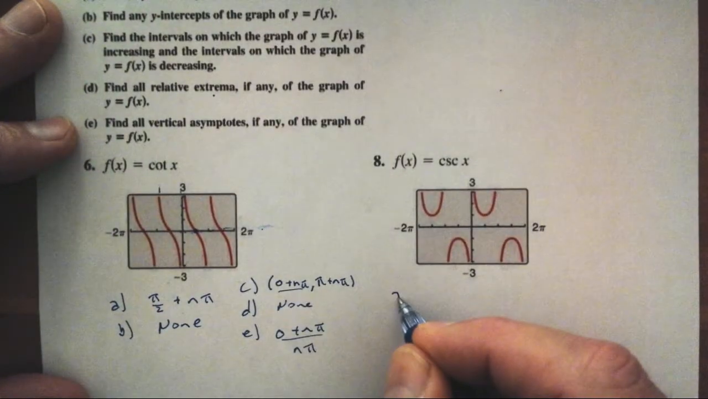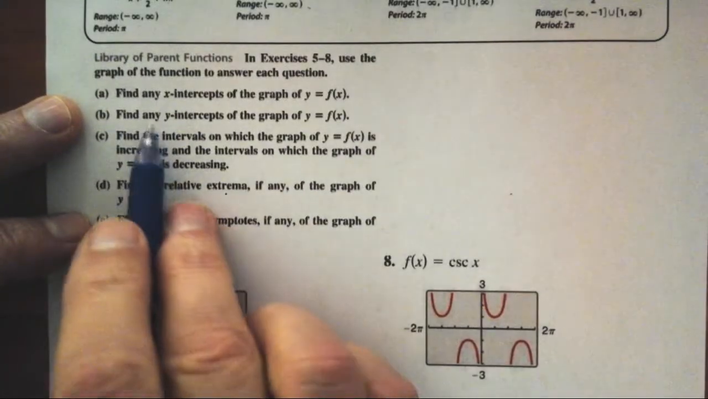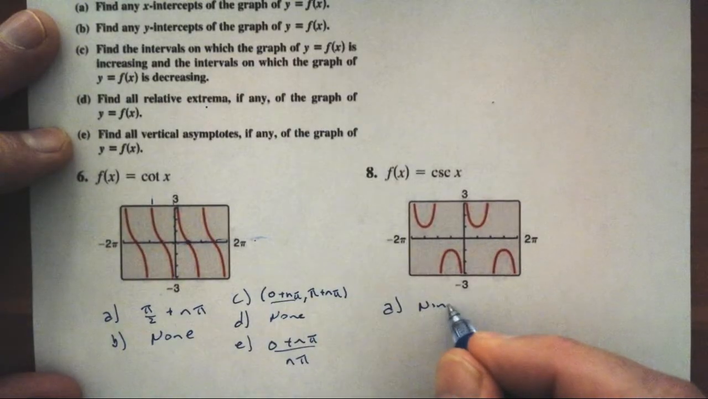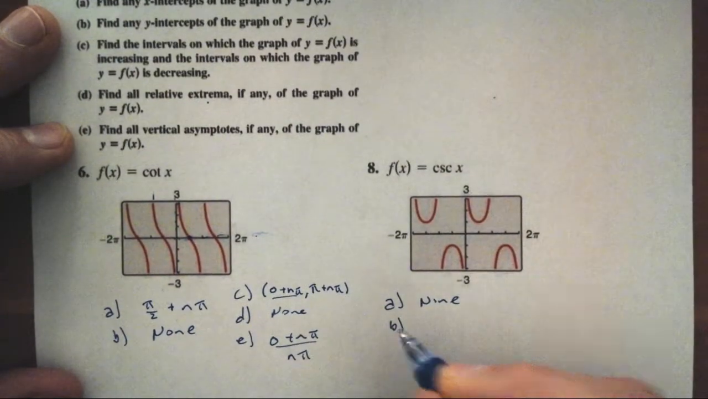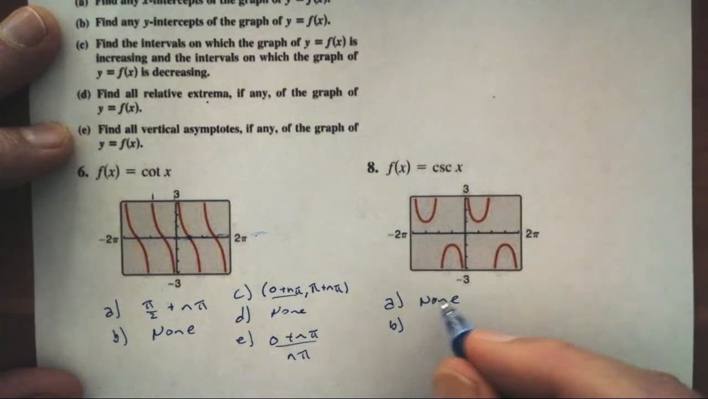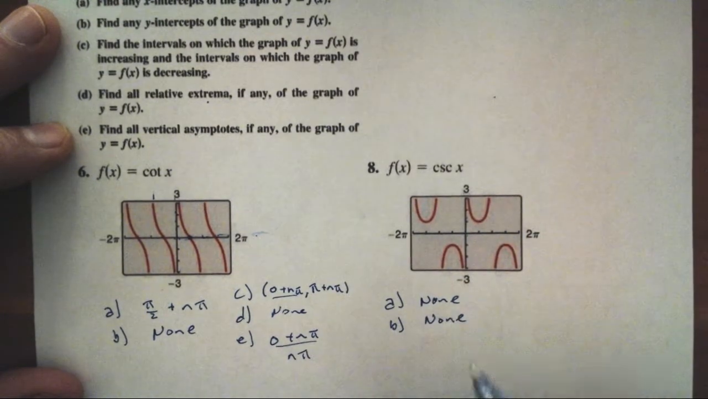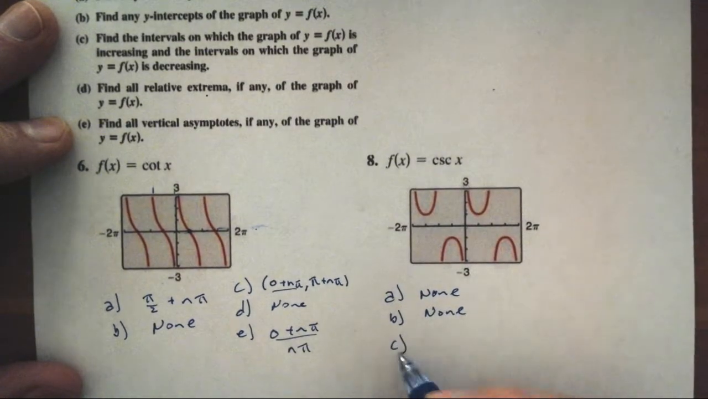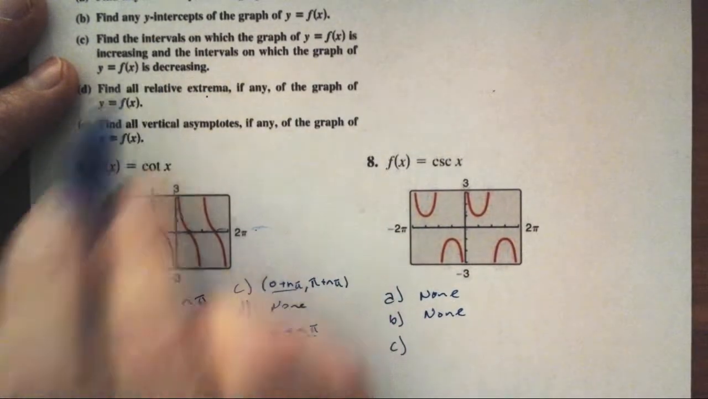Okay, number 8. A, find any x-intercepts. None. B, find any y-intercepts. Nope, don't have one here either. Asymptote. Let's go to C. Find the intervals of increase.